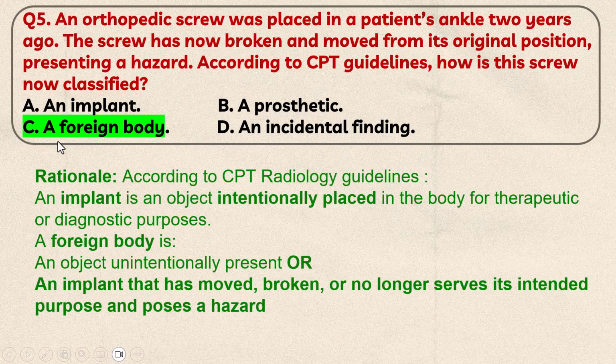Think the answer. The correct answer is C. Foreign body. According to CPT Radiology guidelines, an implant is an object intentionally placed in the body for therapeutic or diagnostic purposes, but a foreign body is an object unintentionally present, or an implant that has moved, broken, or no longer serves its intended purpose and poses a hazard.